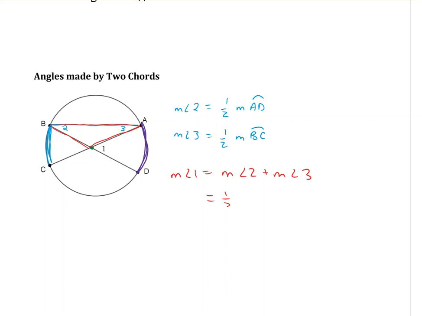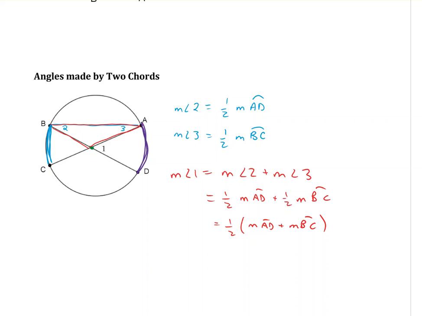And therefore, using substitution, and if we factor out the 1/2. That's a fancy way of saying that if we have an angle that is made by two chords, this angle 1 is made by the intersection of two chords, then the measure of this angle is the average of the two arcs that are created by that angle.